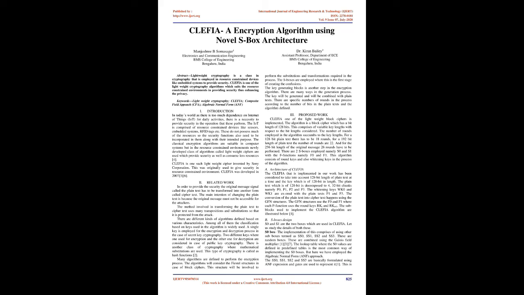Introduction. In today's world, as there is too much dependence on the Internet of Things, IoT, for daily activities, there is a necessity to provide security in the operations that these perform. The IoT is comprised of resource-constrained devices like sensors, embedded systems, RFID tags, etc. These do not possess many resources, so the security functions also need to be incorporated in them along with their intended purpose. The classical encryption algorithms are suitable in computer systems, but in resource-constrained environments, a newly developed class of algorithms called lightweight ciphers is used, which provides security as well as consumes fewer resources.